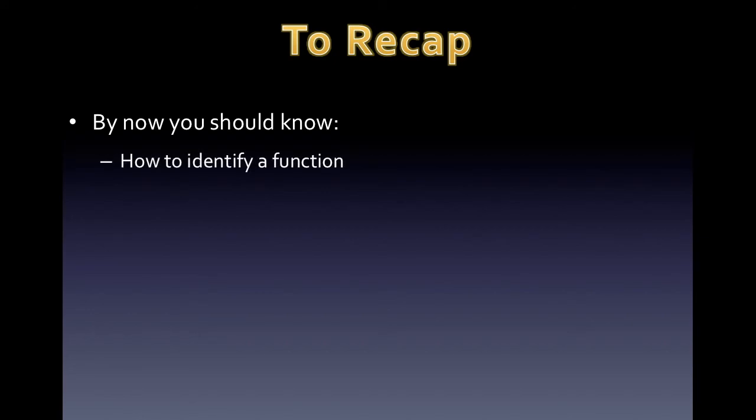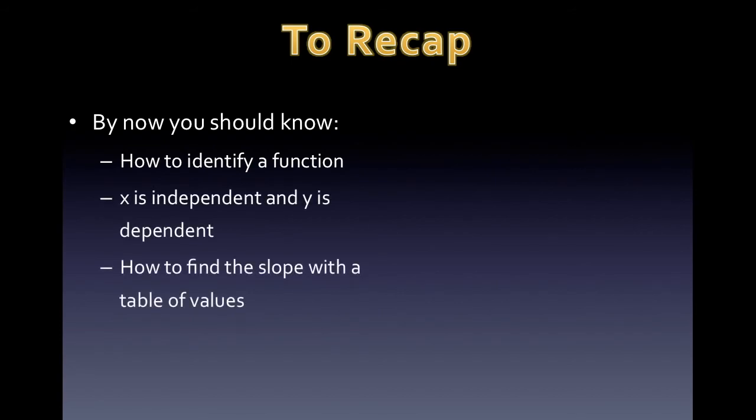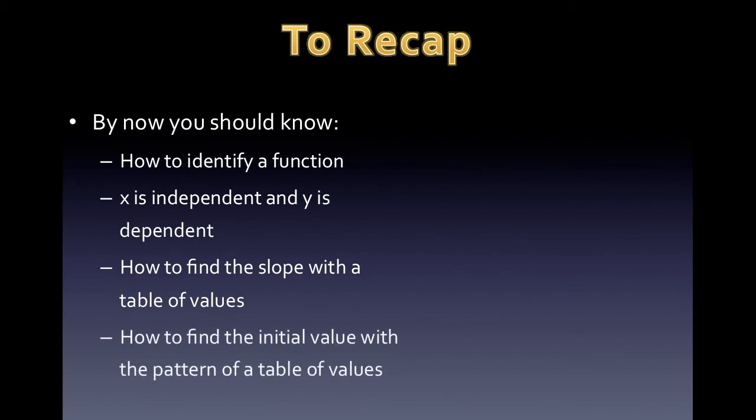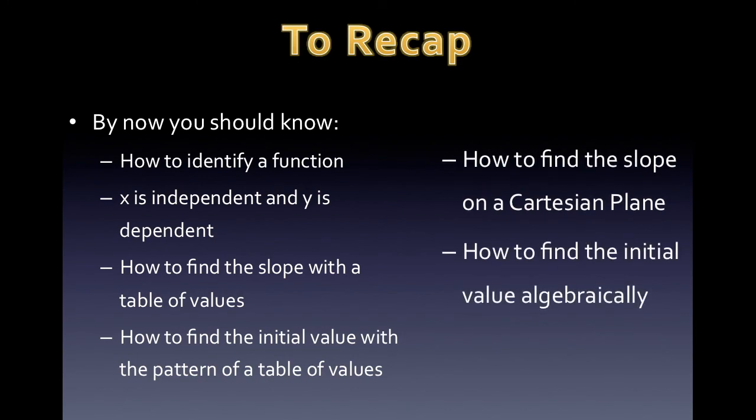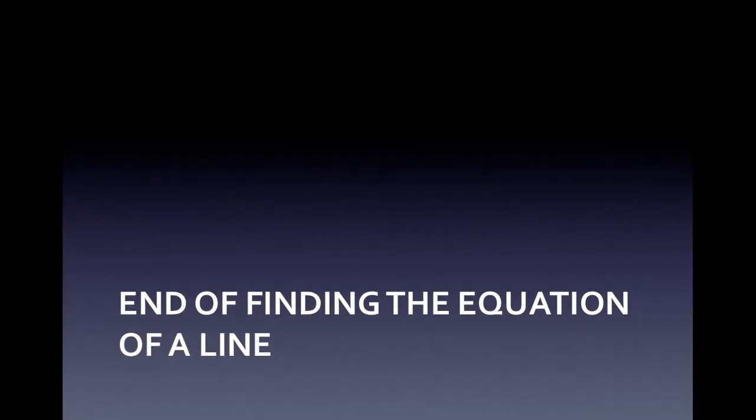So to recap, by now, after everything that we've done, you should know how to identify a function. So what is a function? You should know that x is independent and y is dependent. You should know how to find the slope with a table of values. You should know how to find the initial value by the pattern of a table of values. You should know now how to find the slope on our Cartesian plane. You should know how to find the initial value algebraically. And that is the end of finding the equation of a line. Up next, you're going to finally learn how to actually properly graph a line on a Cartesian plane.